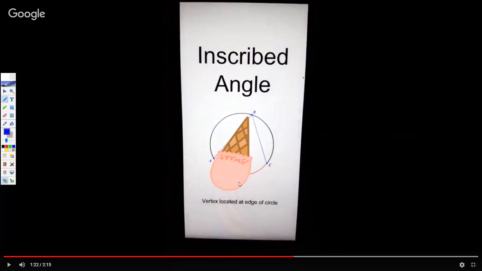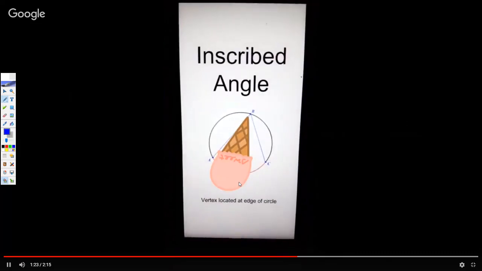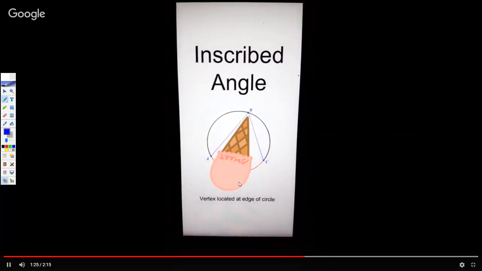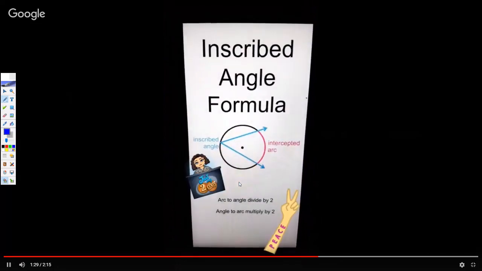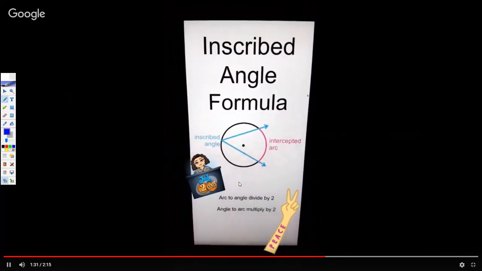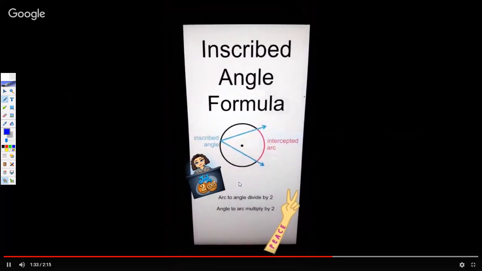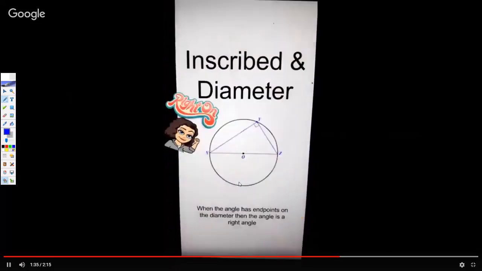So you're basically going to have the big to small, you're dividing by 2. Small to big, you multiply by 2. Inscribed angles, the vertex is on the circle. It's on the edge of the circle. So that's where the point is. The inscribed angle formula is what I just told you. Again, we take the big arc and we divide that by 2.